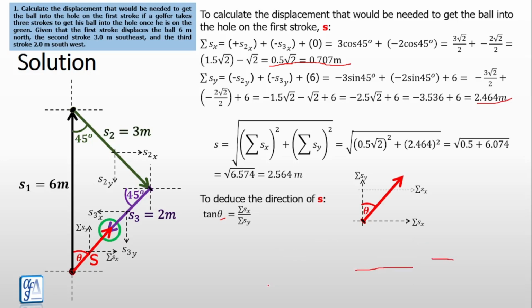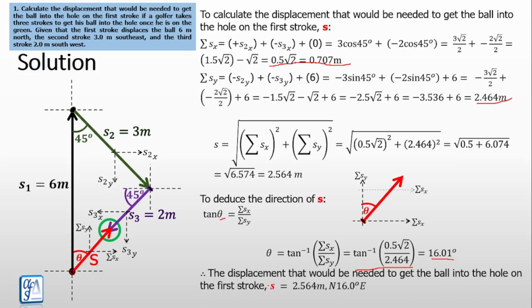So final answer, the displacement that will be needed to get the ball into the hole on the first stroke will be what? This is the magnitude, and here the direction, which is what we need to solve this problem. It's as simple as ABC.